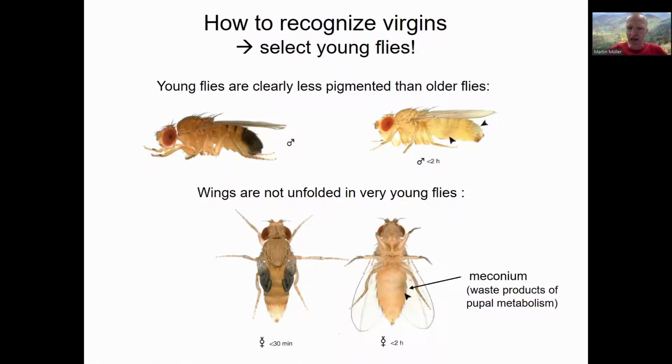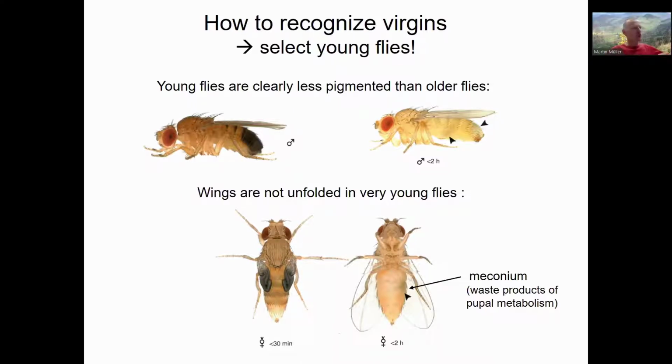So basically what I do is I collect virgins every 2 to 3 hours. And in this way, you can be pretty sure that the flies, the females in particular, are virgin. The males, of course, don't need to be virgin. They are passing on the sperm. They can do that with many females. So that's not a problem. But the females, they better be virgin.